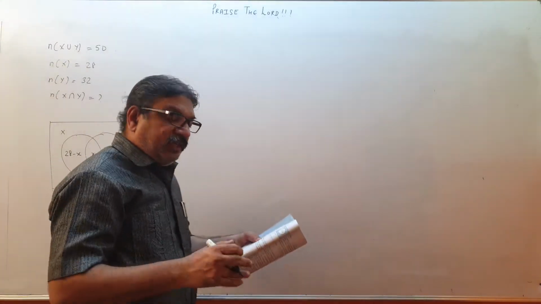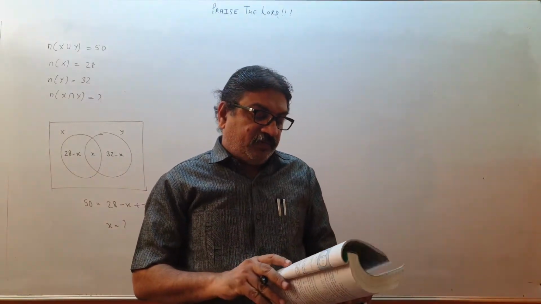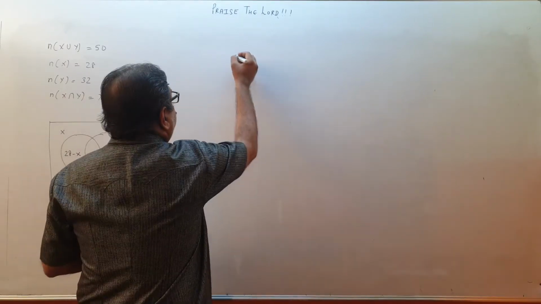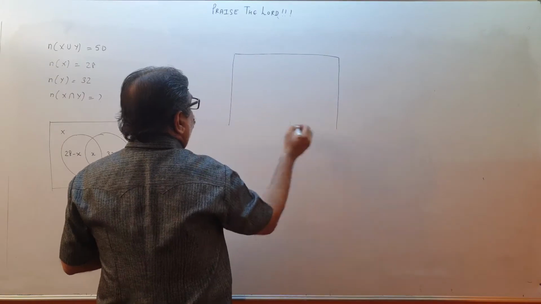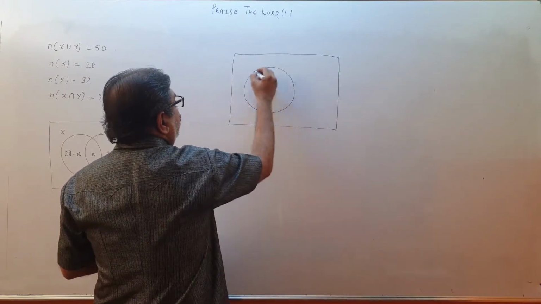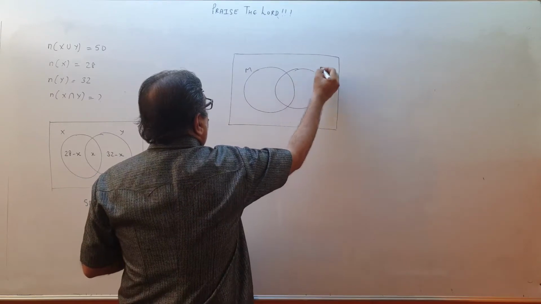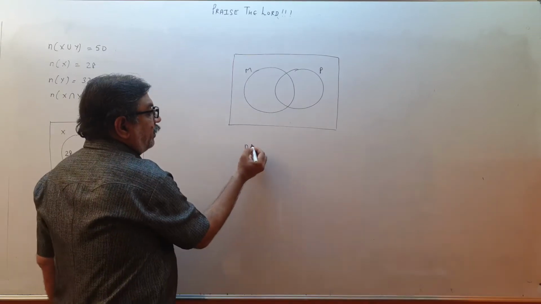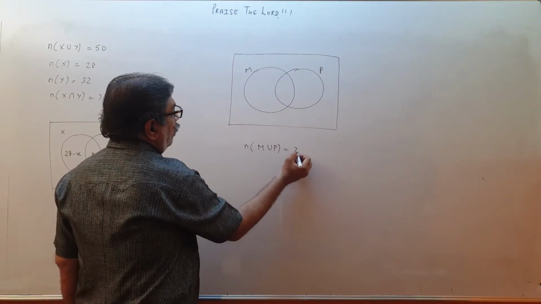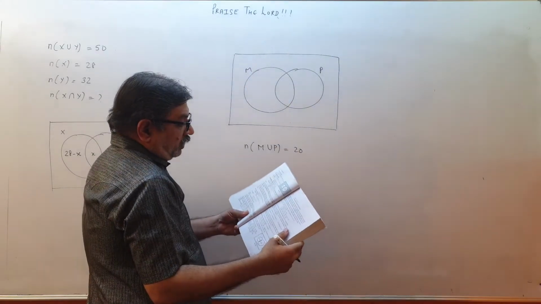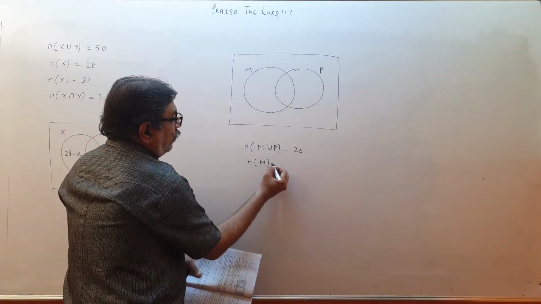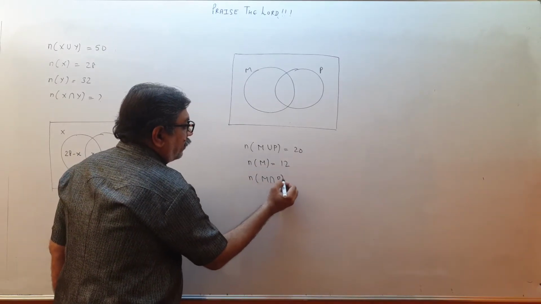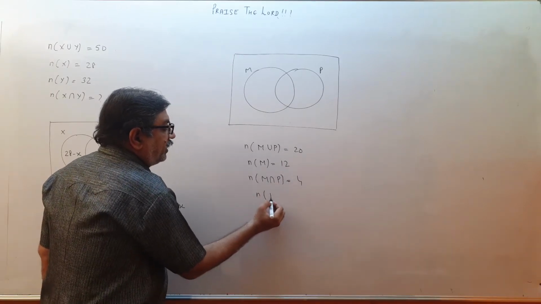In a school there are 20 teachers who teach maths or physics. 12 teach maths, 4 teach both maths and physics. How many teach physics? So we make two sets, M and P, representing maths and physics, like this. It is said 20 teachers teach maths or physics. So maths or physics means M union P. Total inside is 20. 12 teach maths. 4 teach both. How many teach physics?